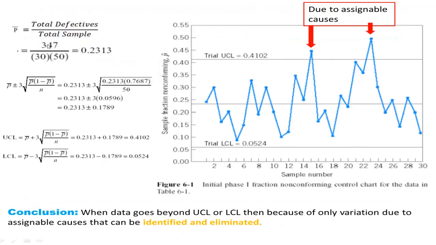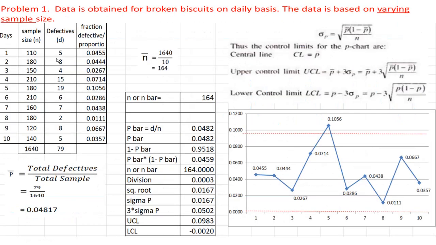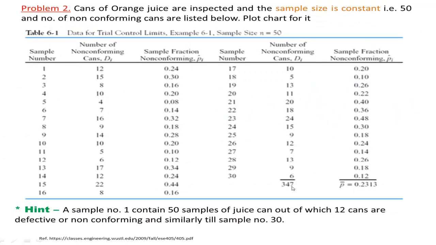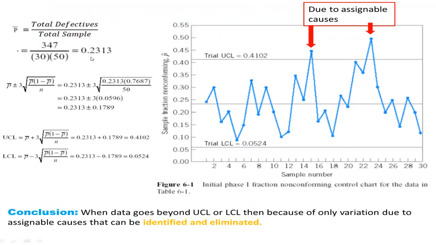Again we use the same formula for P bar: total defectives divided by total samples, that is 347 divided by 30 into 50. Now see here, the sample size we considered in the last session is quite different from this one. In the last session, because it was a variable sample size, we added all the samples, then added the defectives, and from that we found the value of P bar. But here the total defectives are 347 and the sample size is 50, multiplied here, and we get the value of P bar.